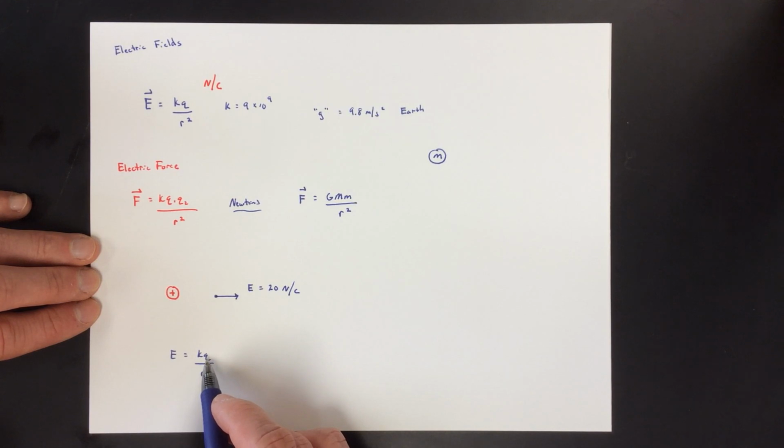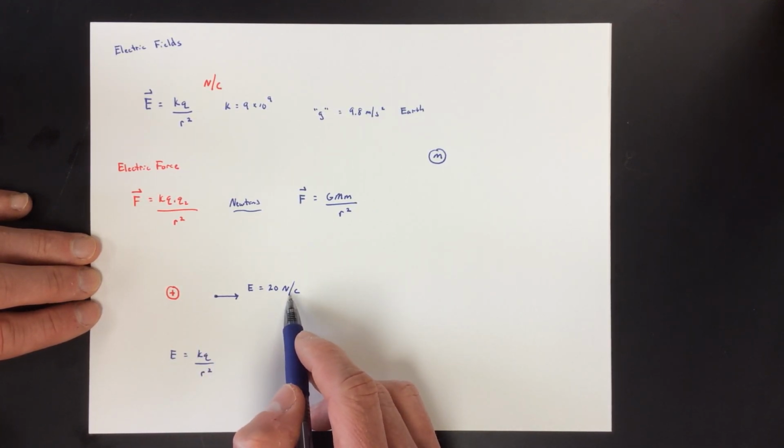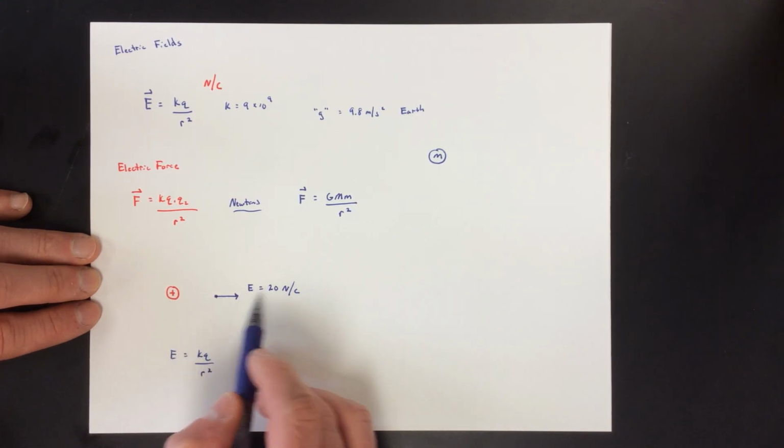And I could figure out what charge I need to put and how far I need to put it away to create an electric field of 20 newtons. So let's say that that charge at that moment creates a 20 newton per coulomb electric field.